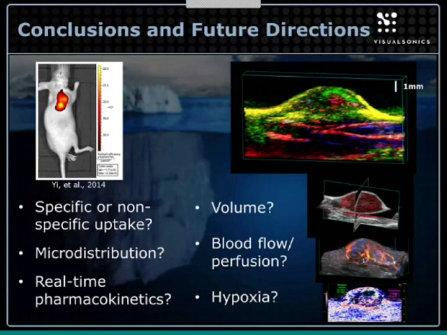So I want to come back to this again. We've answered these questions here, specific versus nonspecific uptake, microdistribution, and real-time pharmacokinetics. We've answered these with this image here and this data here that we've taken a look at. What we haven't done, but we could do, is take a look at what's the influence of the tumor volume on these parameters. What's the influence of the blood flow and the perfusion on these parameters? What's the influence of hypoxia on these different things? How do these factors influence the uptake, the specific versus non-specific, the regional microdistribution of these agents? How do these factors fit in?